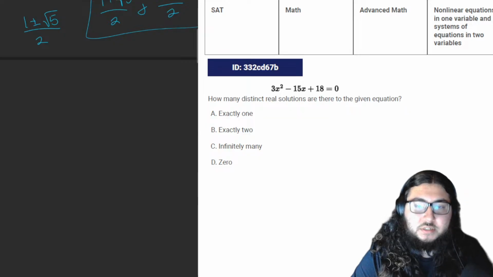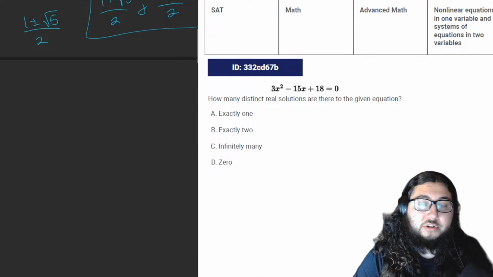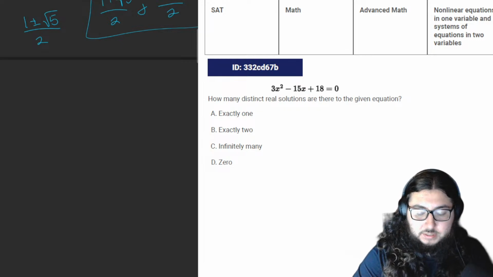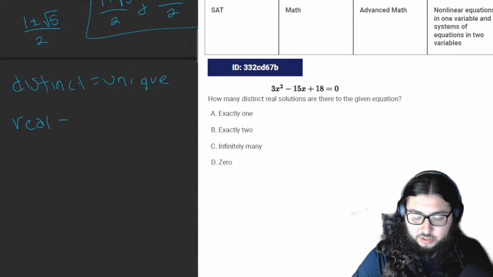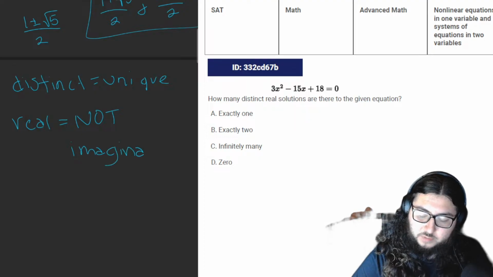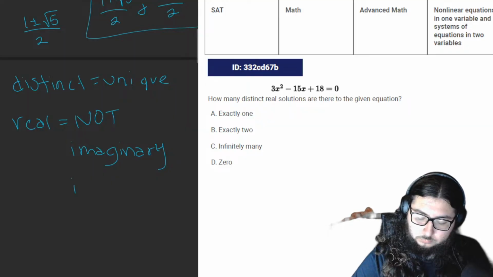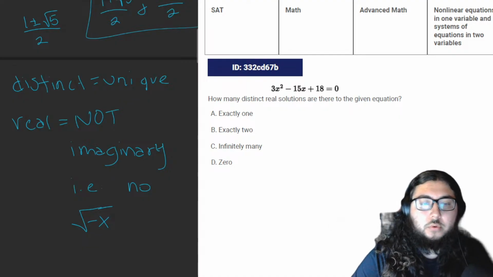So we could factor this just to be sure, but usually in a quadratic equation there's going to be two. Because there's always two solutions to a quadratic equation. But the question asks how many distinct and real solutions are there? Distinct means how many unique solutions, so solutions that are not ones that we already have. And real means just not imaginary. Not imaginary numbers. So not involving the square root of a negative number.